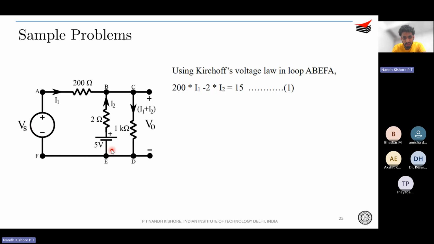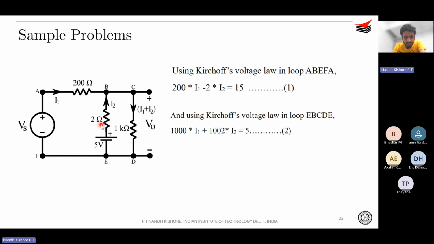So 20 minus 5 is 15. Okay, so this is KVL in the inner loop, and you apply KVL in the second loop, right? That is 1K into I1 plus I2, correct? That is equal to 5. That is in this loop. That is 1K into I1 plus I2, and then you have plus I2 into 2 is equal to 5 volts.